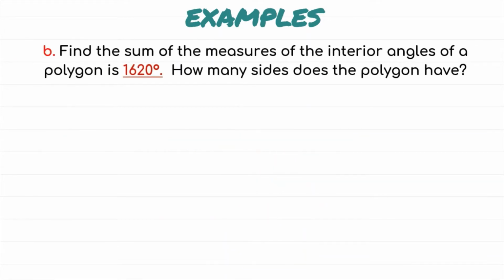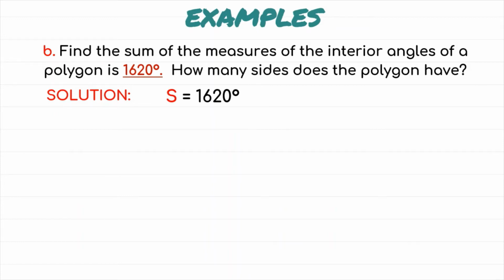Okay, another example, given naman is yung total o yung sum of the measures ng interior angles ng isang polygon. Ang tanong dyan is kung ilang sides. So, kabaliktaran. Find the sum of the measures of the interior angles of a polygon is 1,620 degrees. How many sides does the polygon have? So, solution natin, ang sum of the measures natin is 1,620 degrees.